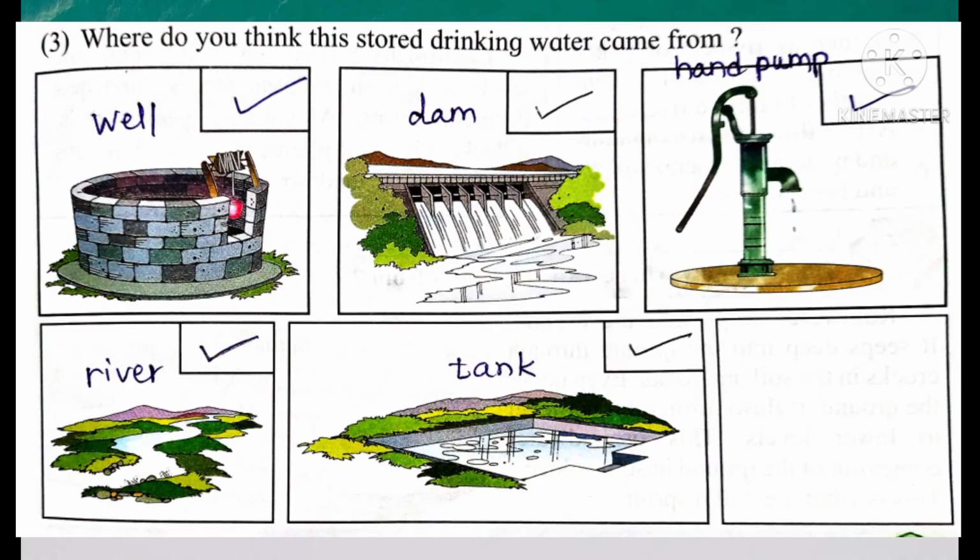Third question, where do you think this stored drinking water came from? The picture shows us well, dam, hand pump, river and tank. When you go to your native places, you may drink the water from the well. You may drink the water from the river also. When you are in the cities, you can get the water from dam and tank also. In small villages, we still use the hand pumps for drinking water.